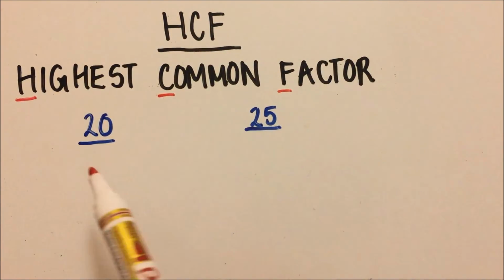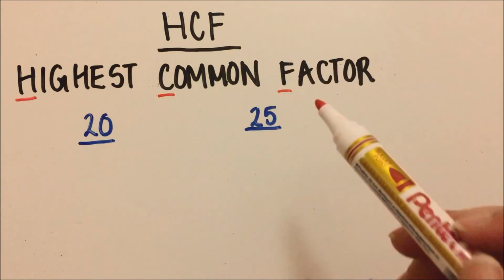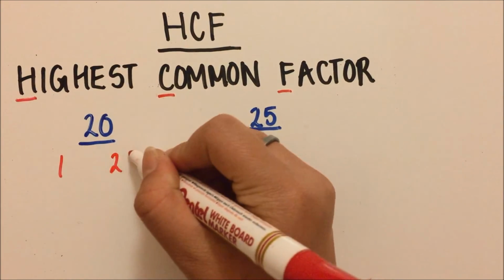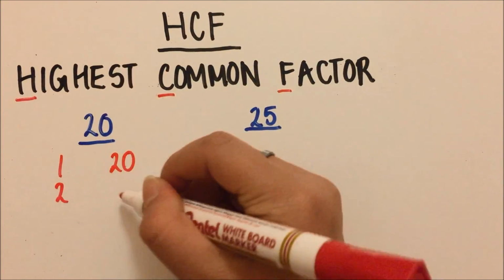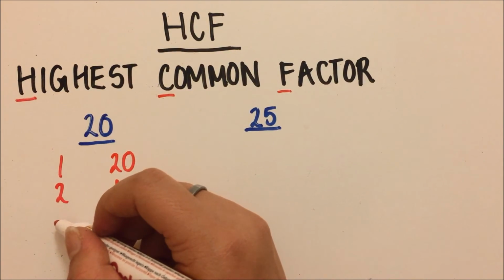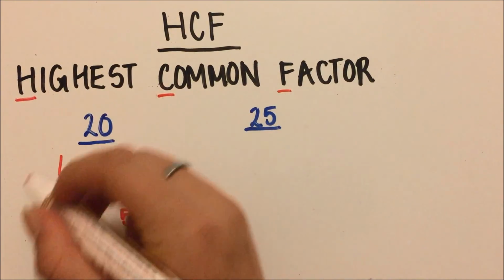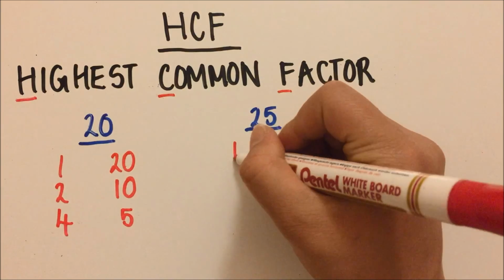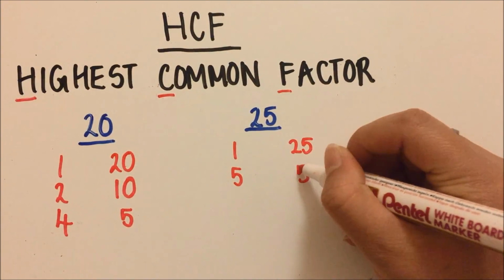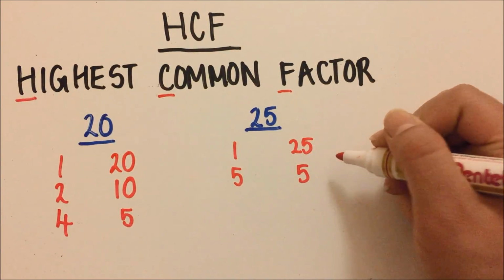Here's another example. So we're going to find the HCF of 20 and 25. So let's list down all the factors. 1 and 20, 2 and 10, 3 is not a factor of 20, 4 and 5, and that's it. For 25, we have 1 times 25, and then we have 5 times 5, which is 25. And this is it for 25.